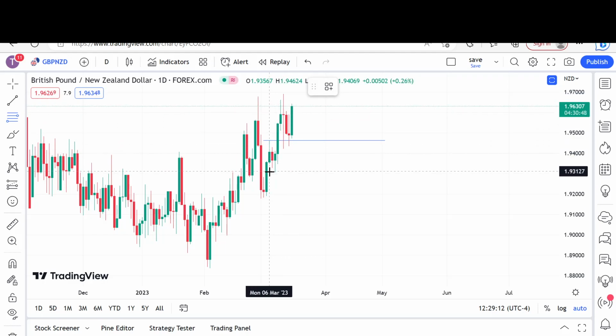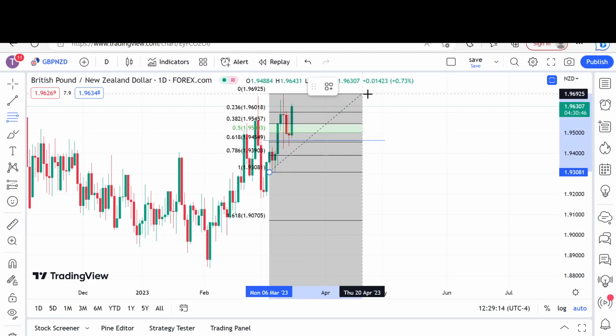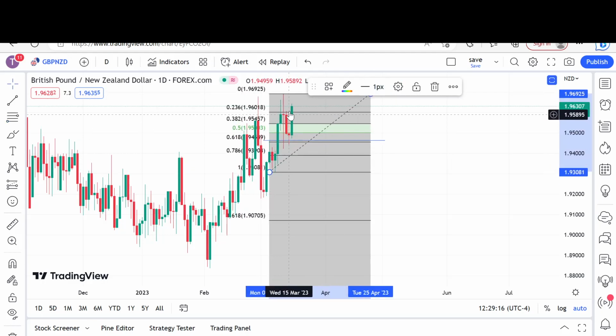What we do is we take that low to that high, we measure it, and we find 50% equilibrium. Again, follow my cursor. See where my cursor's moving? That's 50% equilibrium of that price range. Price traded lower, below 50% of that price range. That is a discount marketplace.